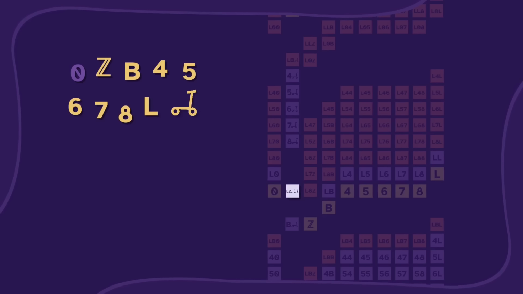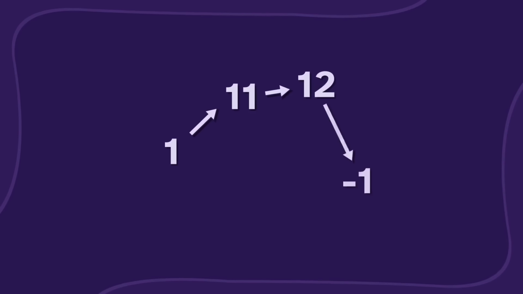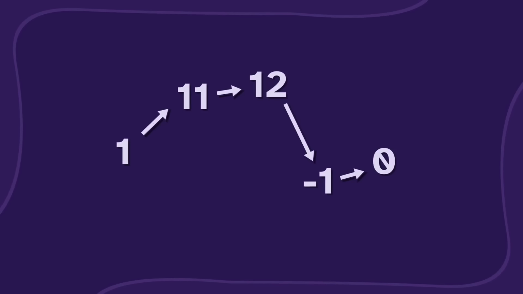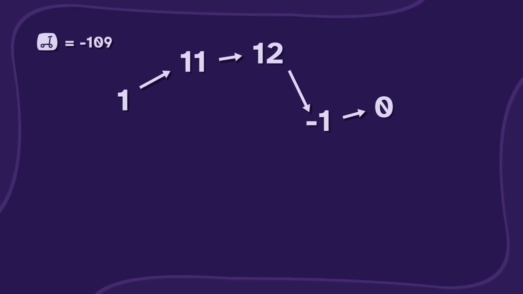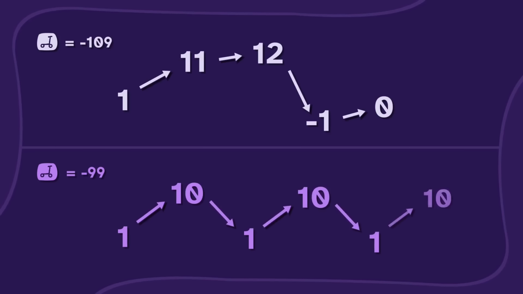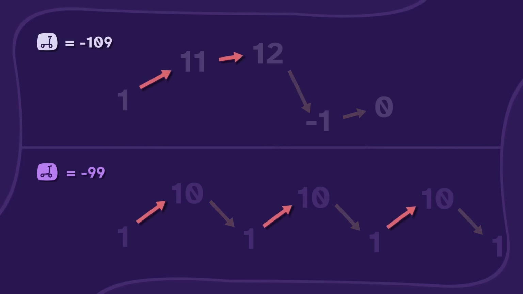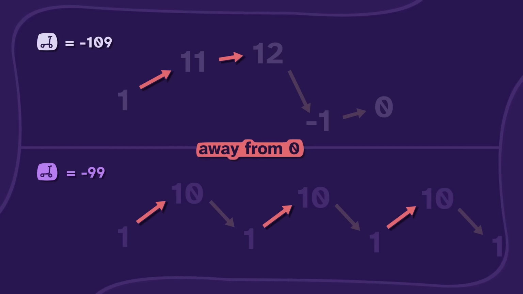And this digit finding process can help us to prove this set is plentiful. While trying to write 1, we solved a sequence of numbers, ending at 0. This 0 is the key. In the earlier case, when scooter was -99, we went back and forth between 1 and 10. This sequence never reached 0, so we didn't get a result. So these steps are good. They move closer to 0. If all the steps are good, we'll eventually reach 0. But we need to watch out for these steps that move away from 0. They're the ones that can cause an infinite loop.